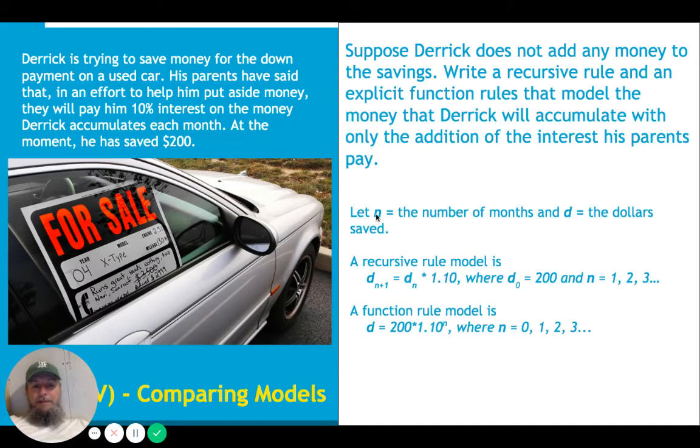If N is the variable for the number of months, and D is the variable for the dollars saved, the recursive rule model is D subscript N plus 1 equals D subscript N, the dollar amount that was in there already, times 1.1, where the initial value, D subscript 0, is 200, and N increases by 1 every month. So month 0 is when he first deposits the money, the first month is when he gets his first interest, second month, N equals 2, and so on. Now, the explicit function rule model is D equals 200 times 1.1 raised to the N power, and N also increases from 0 to 1 sequentially by 1.